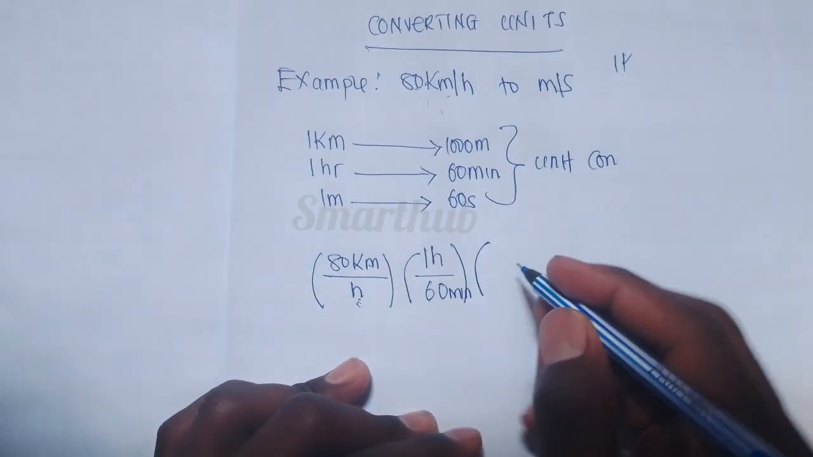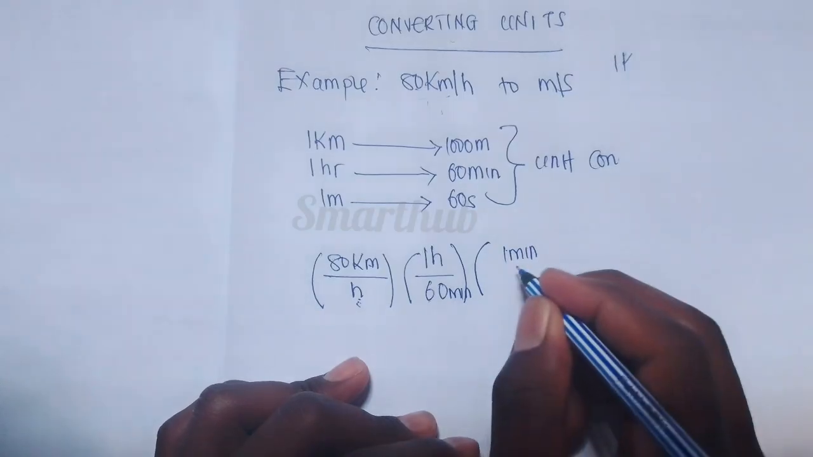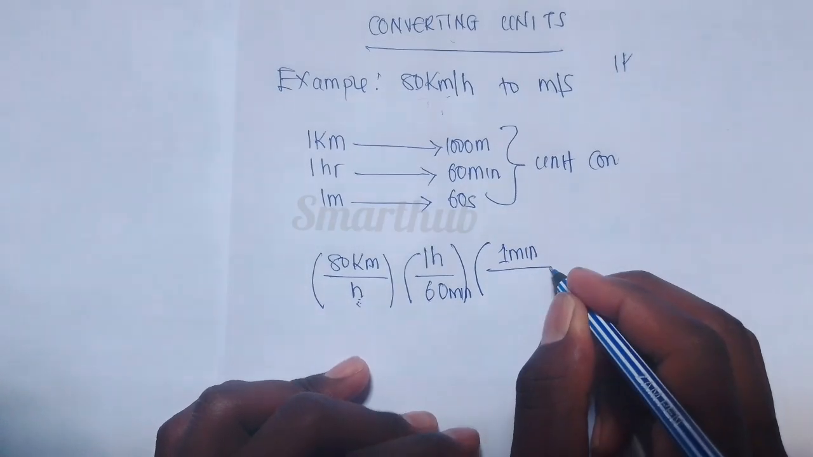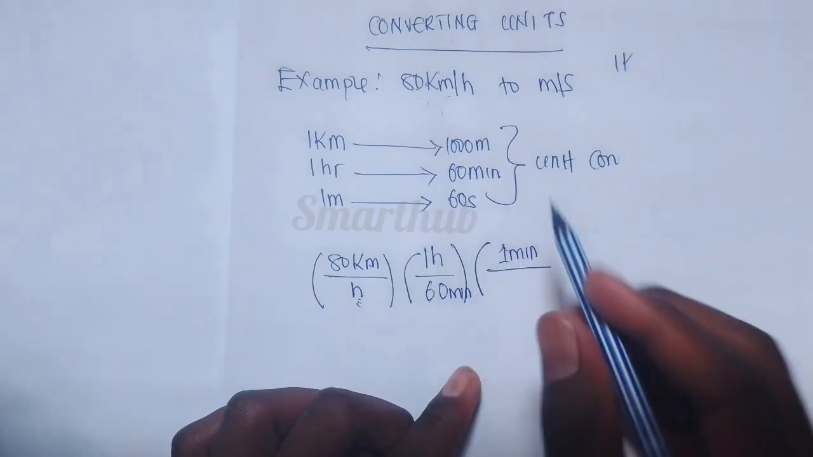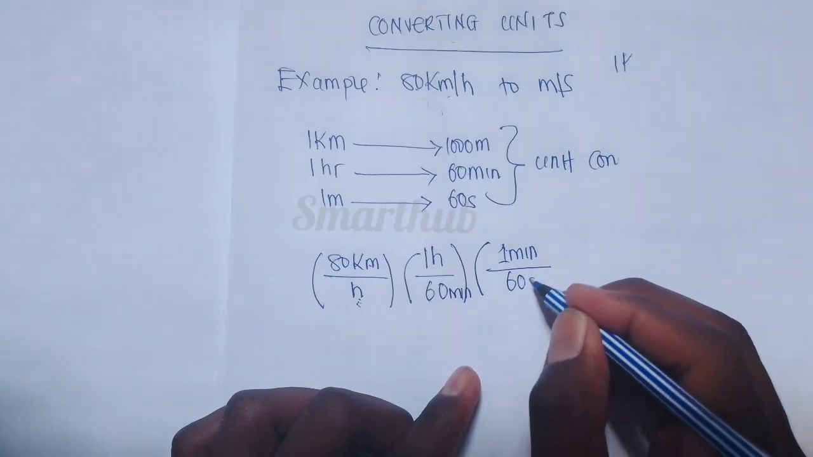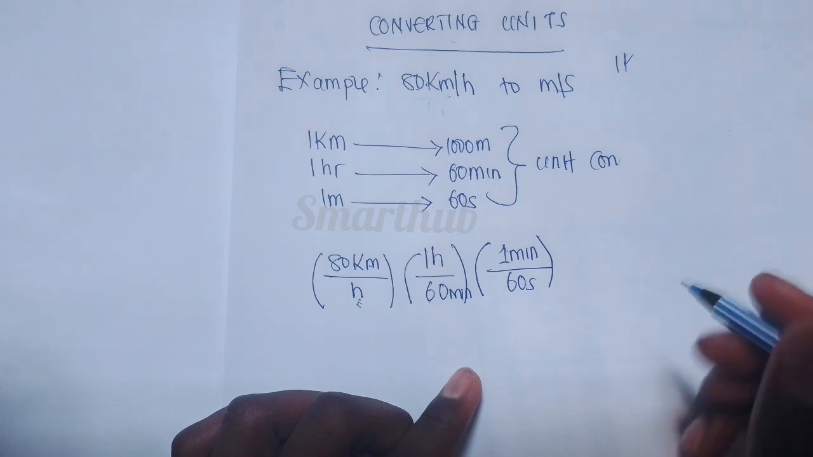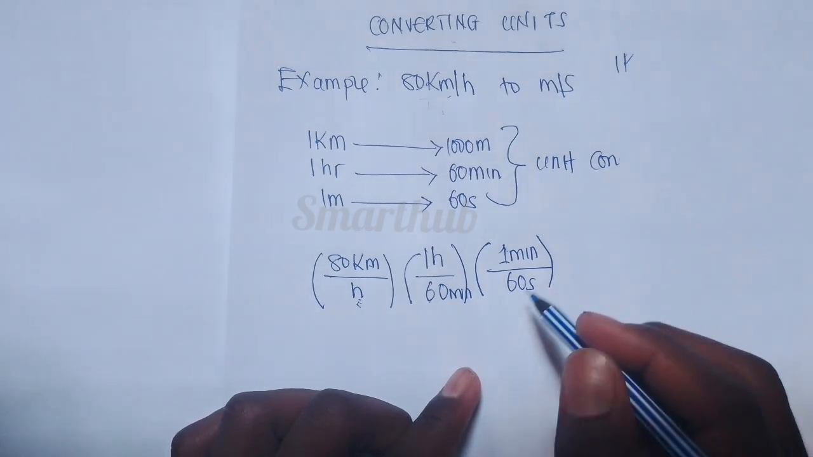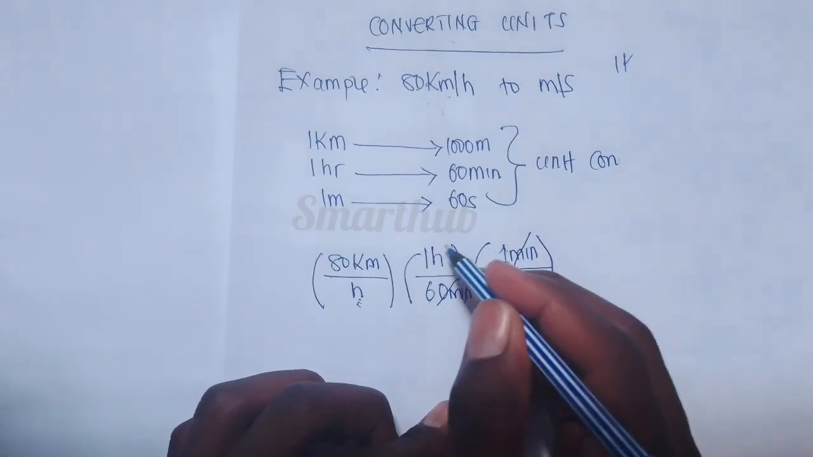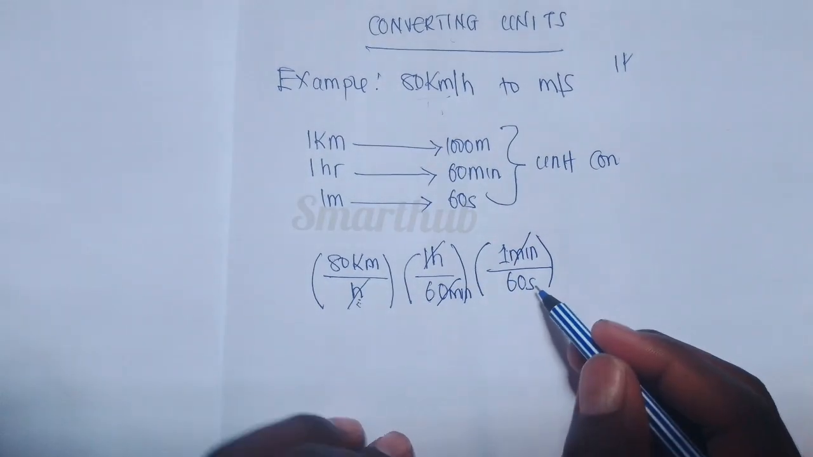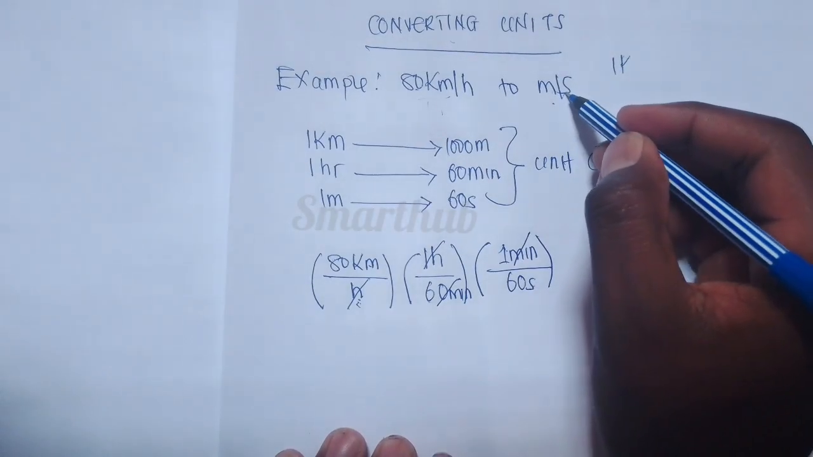So these are unit conversions. Then you say 1 minute is equivalent to how many seconds? We said 60 seconds. You write 60 seconds here. You close. Now if this one cancels with this one and this one cancels with this one, we are remaining with what? Seconds. Yeah, we are looking for seconds, right? So we are done with time.